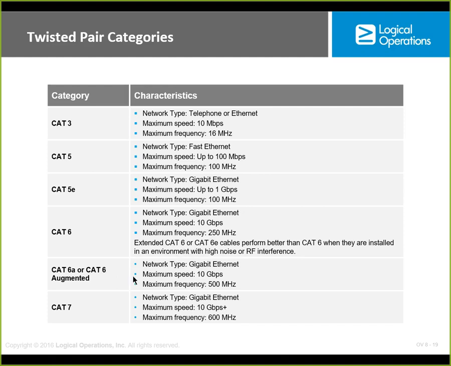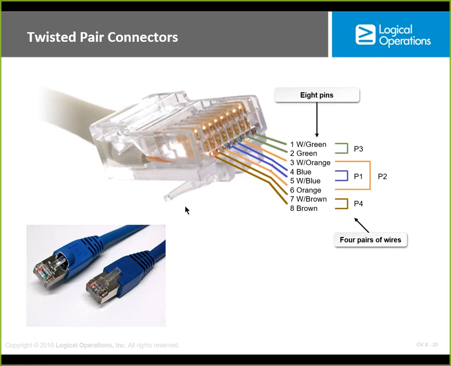6A, or Cat 6 augmented, gigabit Ethernet, we can get 10 gig with it. It is a 500 megahertz signal. Cat 7, maximum speed 10 gigabits plus, and it's a 600 megahertz signal. More of what an RJ45 looks like, and then what the colors would look like in this thing.